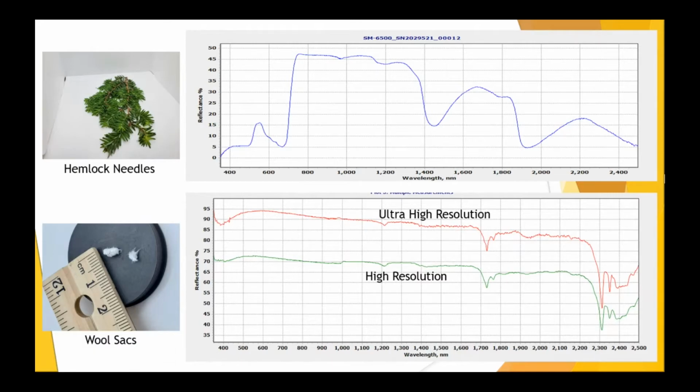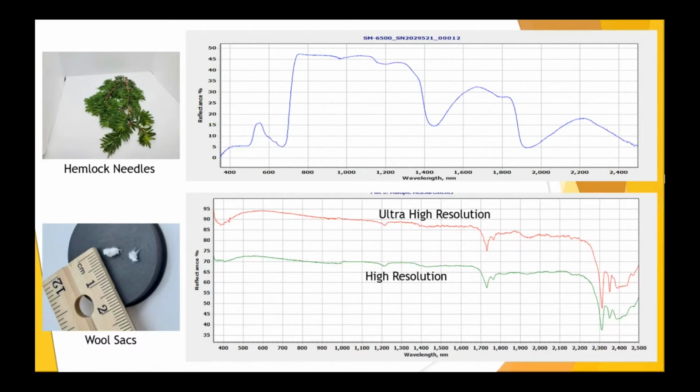You can see the red spectra is displaying the ultra high resolution scans, and the green line is the high resolution scans. Both of these were able to characterize these key absorption features within these wool sacs pretty nicely at about the 1731 nanometer range, as well as the 2200 nanometer range. So these were the types of absorption features that I wanted to be able to observe going forward.